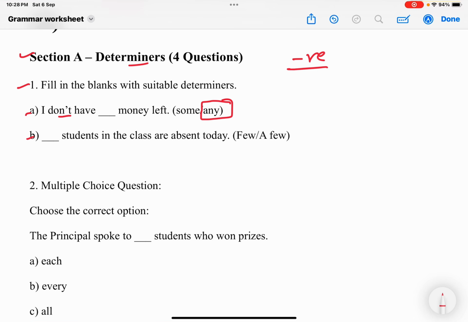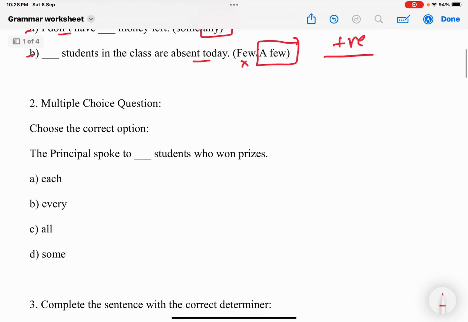Next one is dash students in the class are absent today. So the most appropriate answer is a few. No doubt few is not wrong, but a few is a better option. Why? Because some students are absent. The sentence wants to convey that some students are absent. So that means this is a positive sense. So a few is the correct answer.